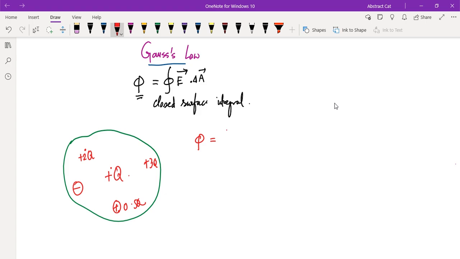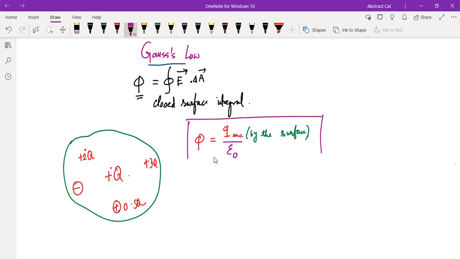Phi is equal to the charge enclosed by the surface, over epsilon naught, the permittivity of free space. That's Gauss's law. And this surface, when we talk about Gauss's law, is called the Gaussian surface.